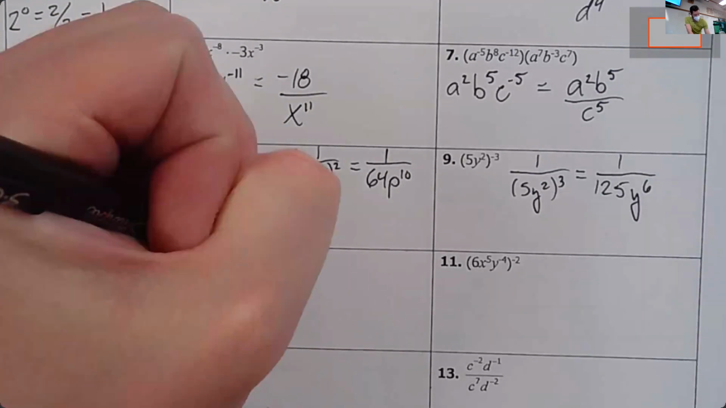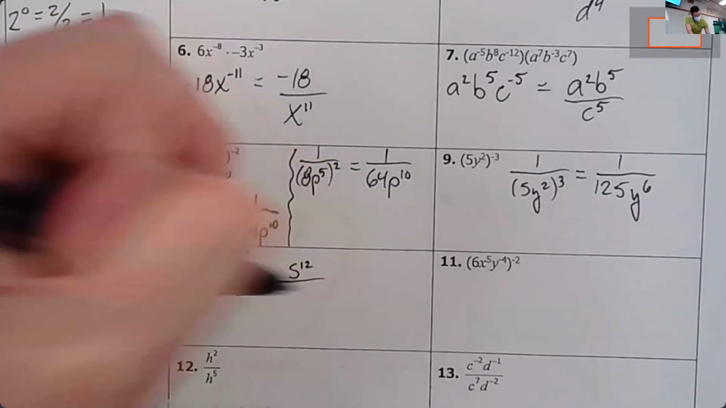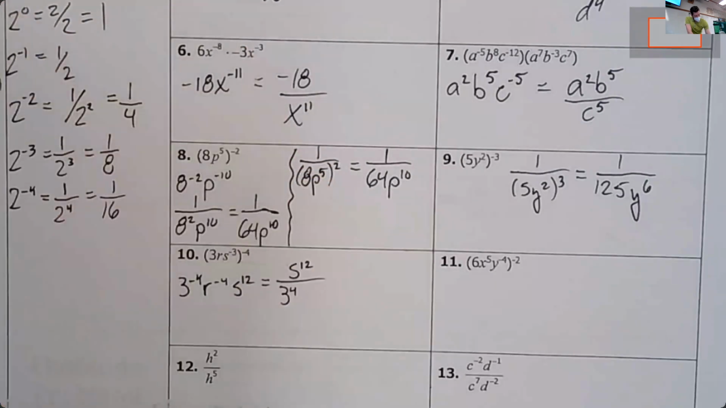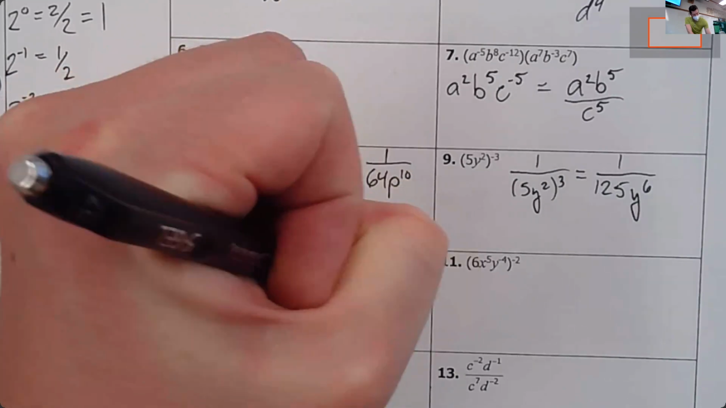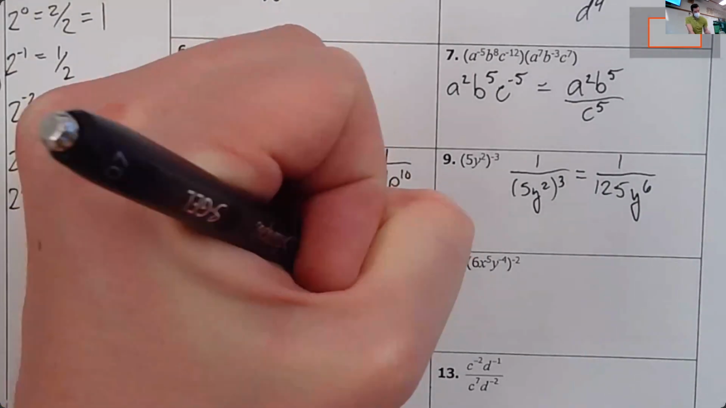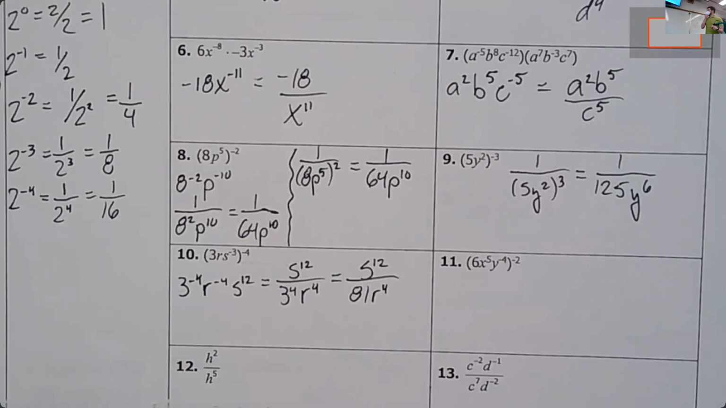So that would be s to the 12th over 3 to the 4th power, and then r to the 4th power. And 3 to the 4th power, we'll expand that out: 3 times 3 times 3 times 3, which is 81. So that's s to the 12th over 81 r to the 4th. And that's the answer that we would get for problem number 10.